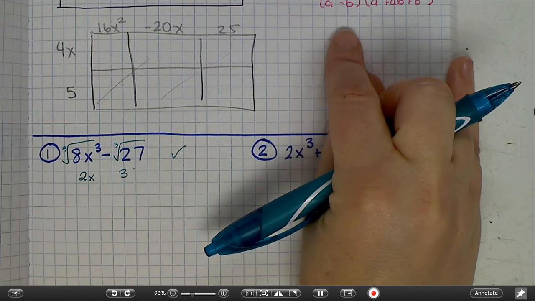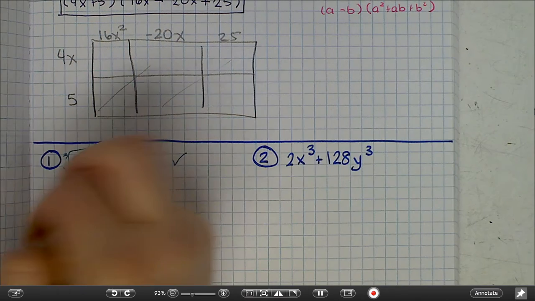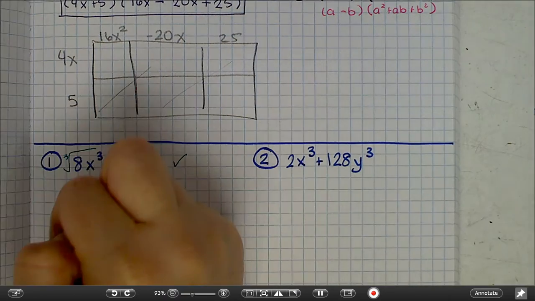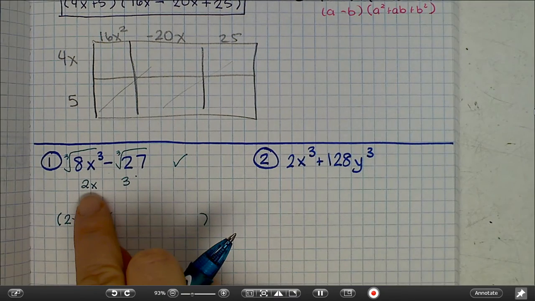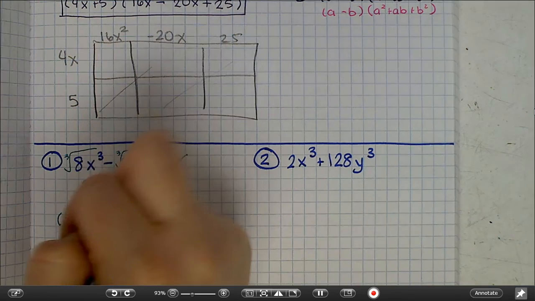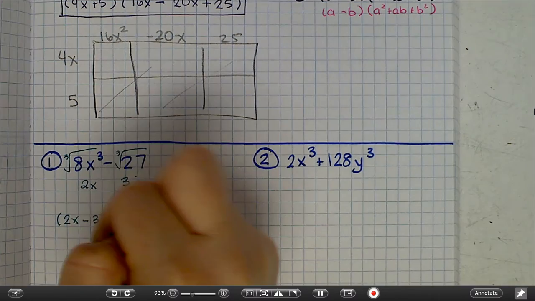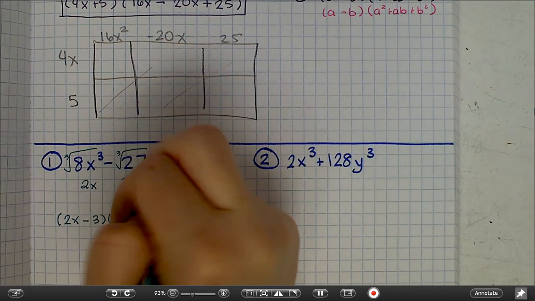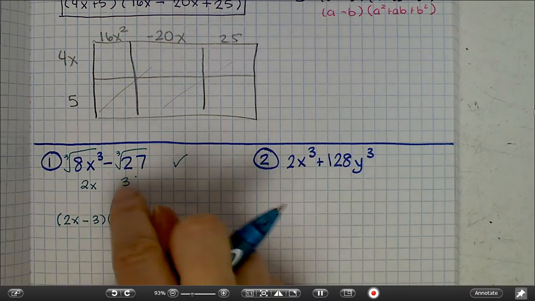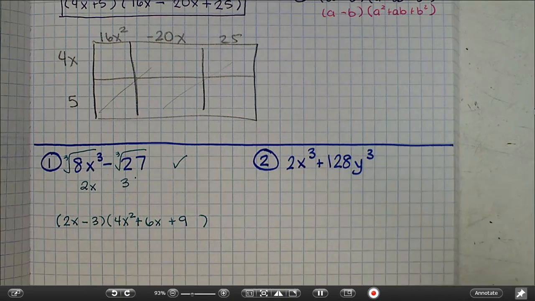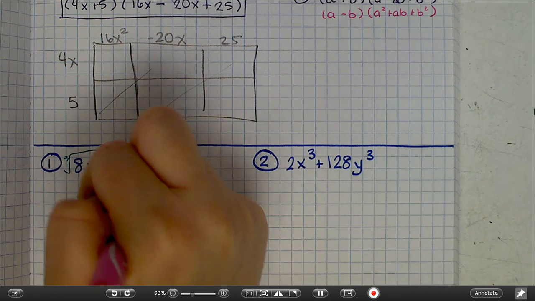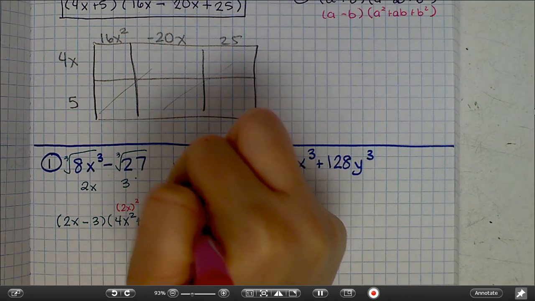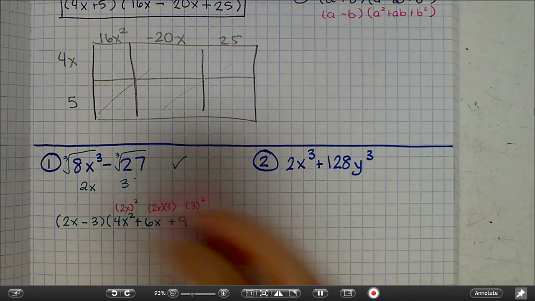Remember, hold on, let me back up a little bit. When it's subtraction, you keep subtraction. So our first parenthesis is going to be 2x minus 3. Then we're going to square the first term. 4x squared, plus. It's always the opposite sign there. Multiply 2x times 3 is 6x. Square the last term. And I'll put those back up here just in case for reference. Square the first term, multiply them, square the last term. All done. That's the answer.